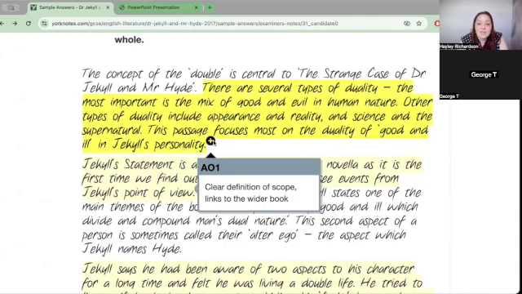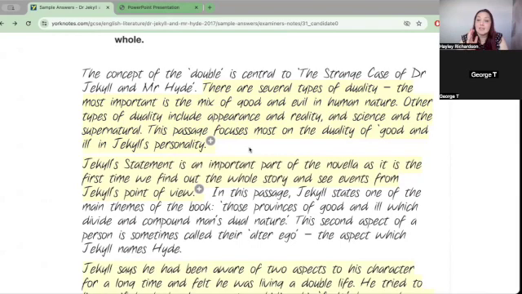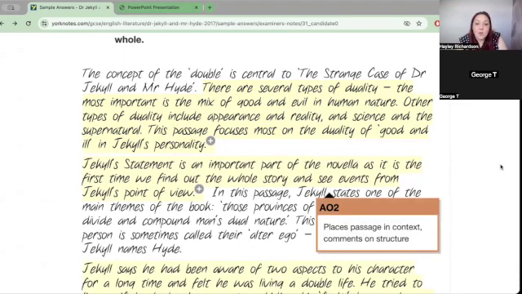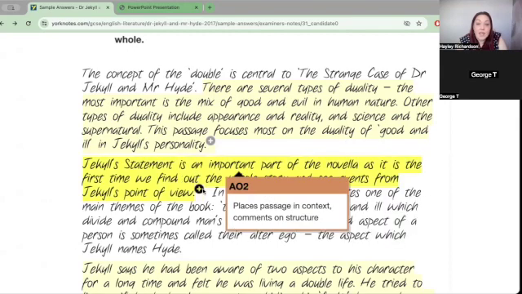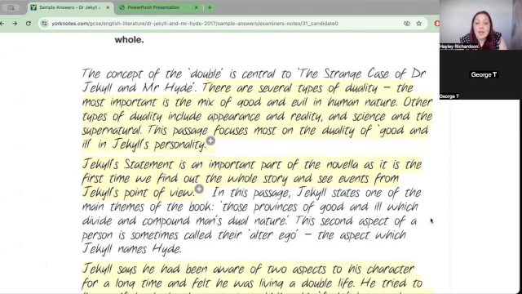But their clear definition of scope links to the wider book. So they've already said, yes, it's in this extract, and there's stuff in the rest of the book. Jekyll's statement is an important part of the novella, as it is the first time we find out the whole story and see events from Jekyll's point of view. This places the passage in context and comments on the structure. So that's basically saying that the student who has written this paper knows where the extract they've been given in the exam question comes within the play.